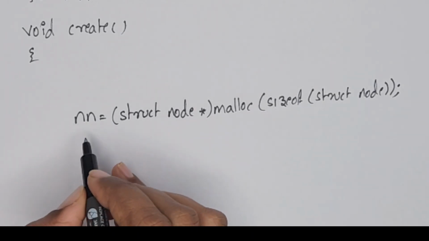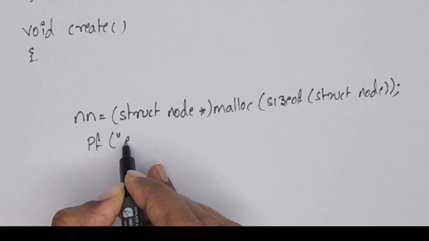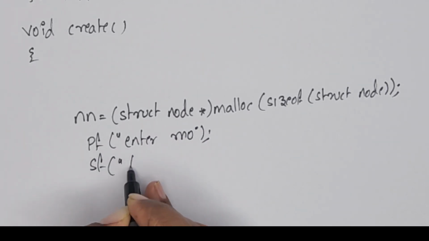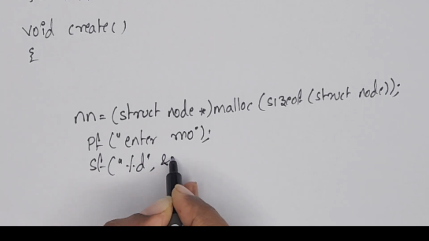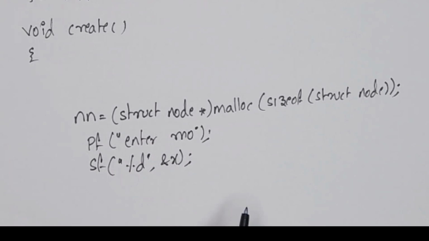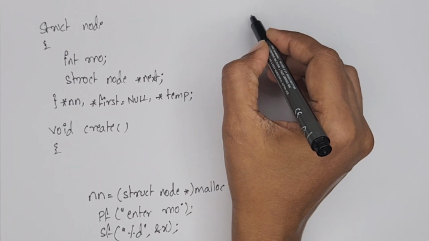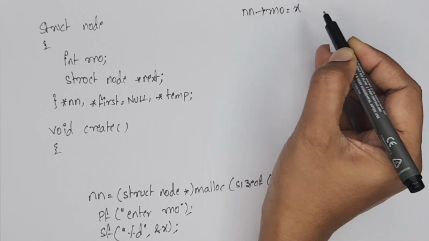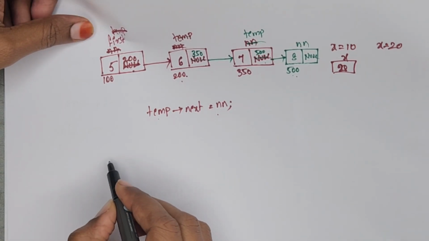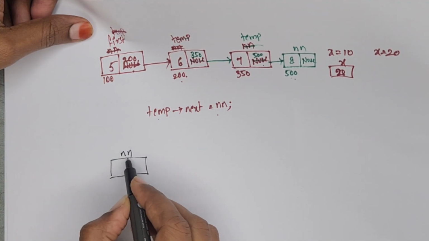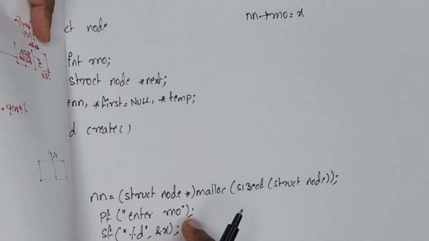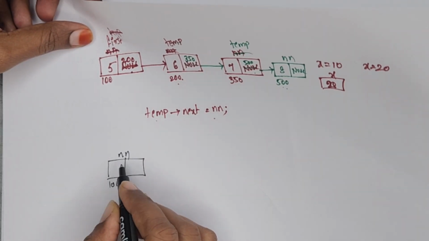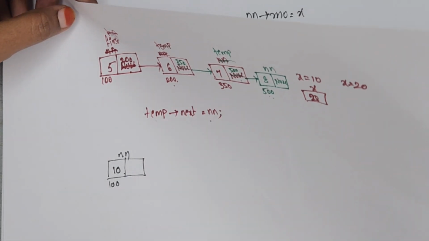First, create one new node and read one roll number. Printf enter roll number. That will be assigned to one variable. I'm going to assign to x, %ld, ampersand x. Now this x is assigned to new node of roll number equals x. First, we are creating one new node and then read one number that will be assigned to new node of roll number. If x value is 10, 10 will be assigned here.